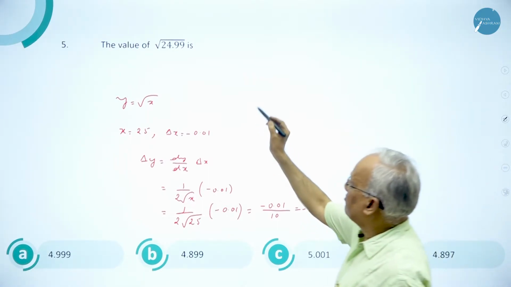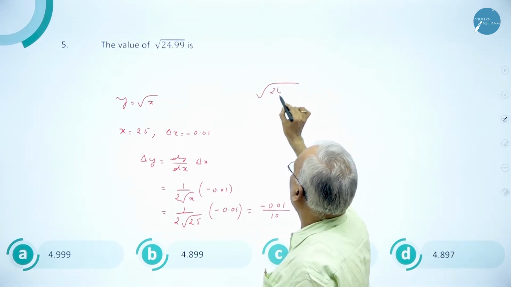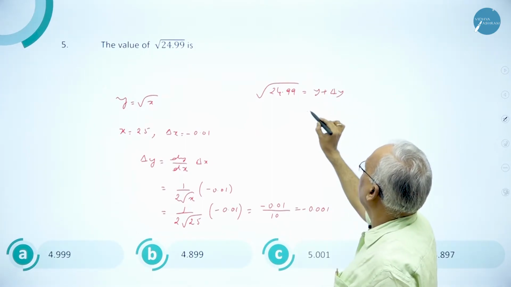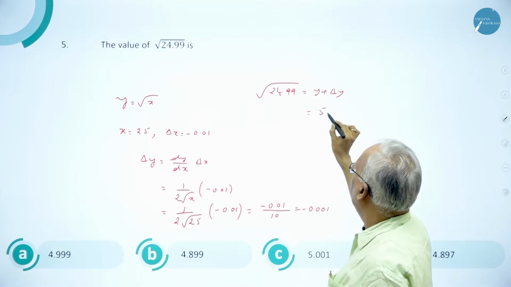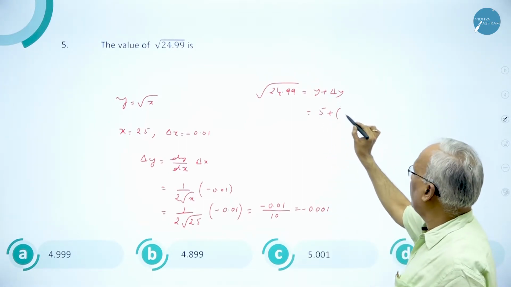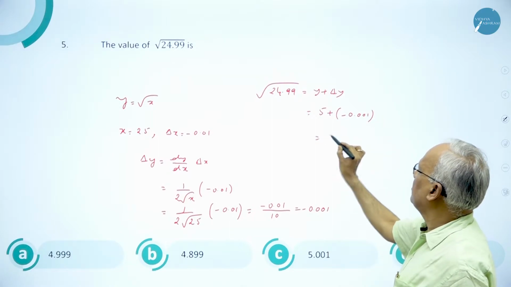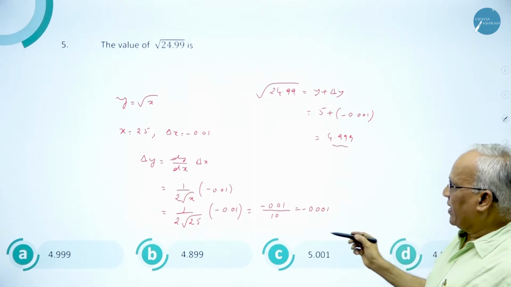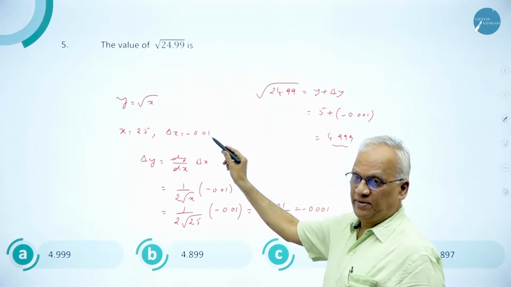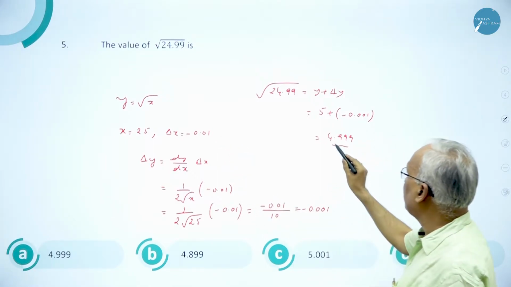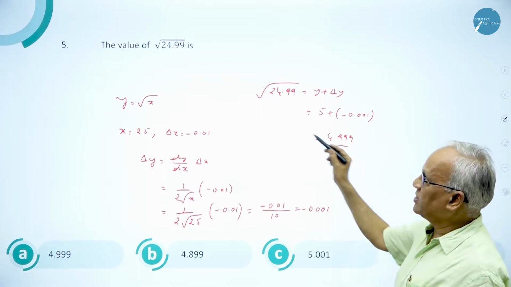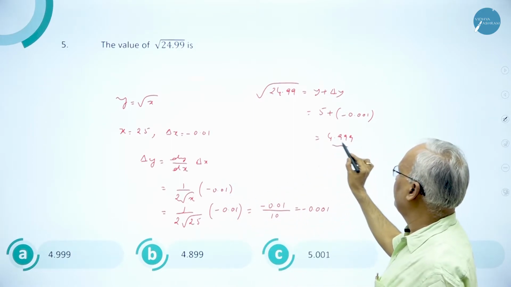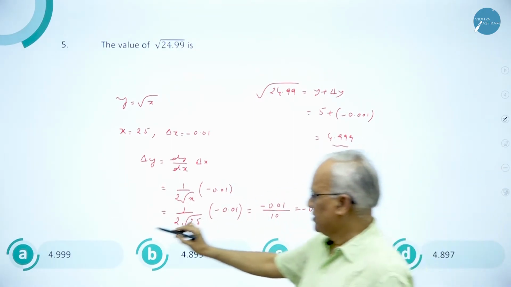Therefore, you can find square root of 24.99 is equal to y plus delta y. Y is root 25, that is 5, plus delta y, which is minus 0.001, which is equal to 4.999. 4.999 is the answer. You may write here delta x 0.001. See here, if it is 0.001, then it will be 5.001, which is not true because this value should be less than root 25. So it should be less than 5. So 4.999. So answer is A.